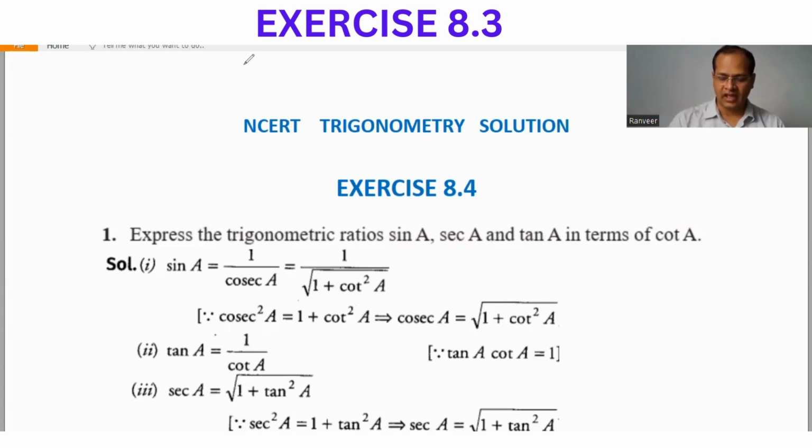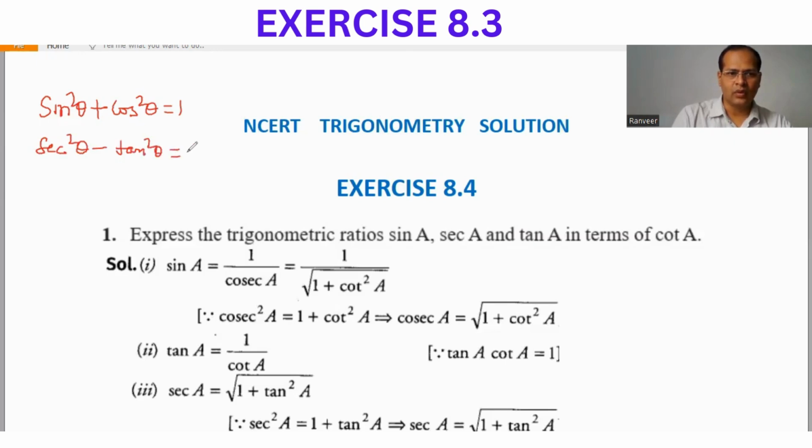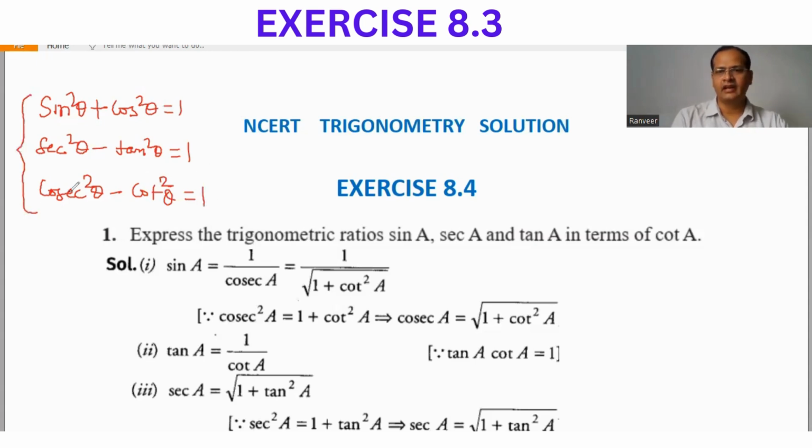First of all, there are three trigonometric identities you have to remember. The first is sin square theta plus cos square theta equals 1. Second is sec square theta minus tan square theta equals 1. Third is cosec square theta minus cot square theta equals 1. These three identities are very, very important to solve the questions of this chapter.